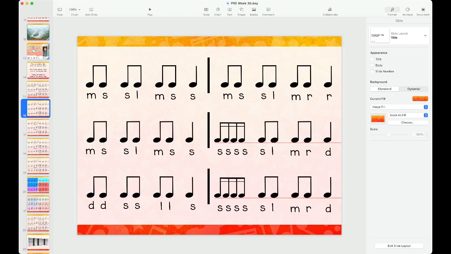Right, okay, so this is just giving them a chance to see that the letter M means me, the letter S means so, and the letter L means la. Okay, great. So this is a chance for them to practice what it would be like if you're going to sing the solfege. Instead of just writing it out or putting in a line or using hand signs, you could just put the abbreviation of the letter underneath the rhythm, and what would that look like?